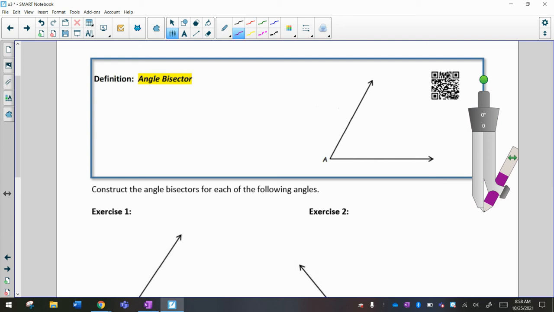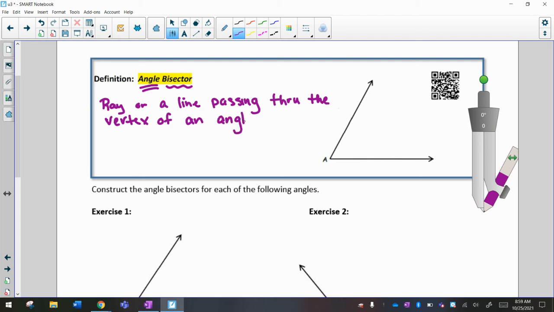All right, so first thing is you've got to know what an angle bisector is. An angle bisector obviously has something to do with angles, and bisect, remember, means cut in half. So an angle bisector cuts an angle in half. In fact, it is a ray or a line passing through the vertex of an angle, splitting it into two equal parts.